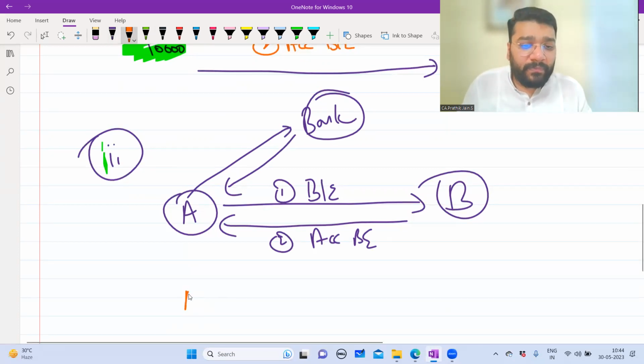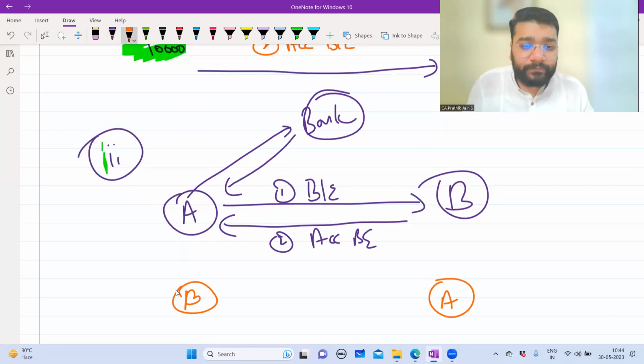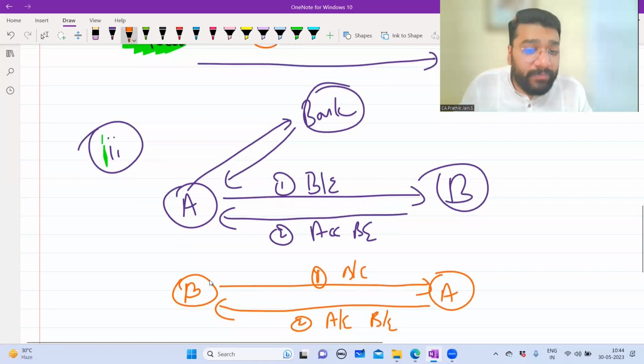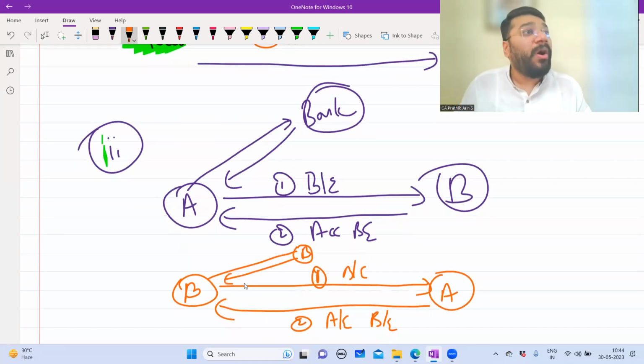Further, B will draw a bill on A. A will now accept the bill of exchange and give it back. Now what will B do? B will go to his banker and get the bill discounted. On the maturity date, B will pay to the bank, and A will pay to the bank.